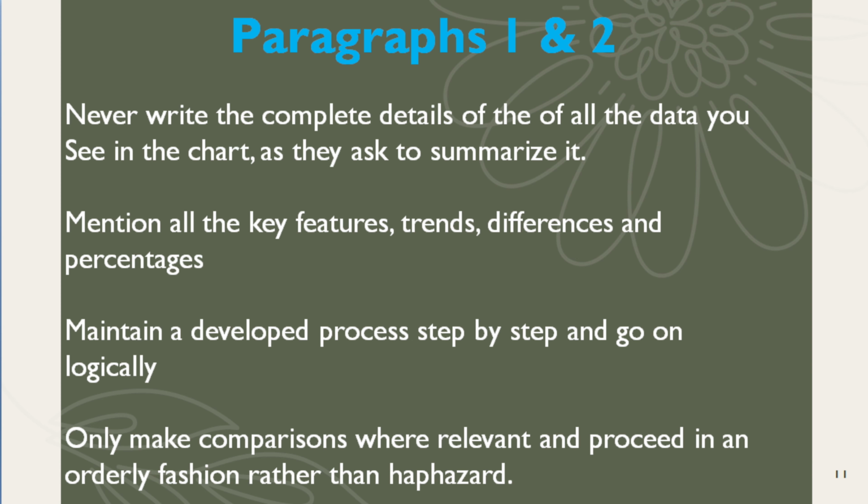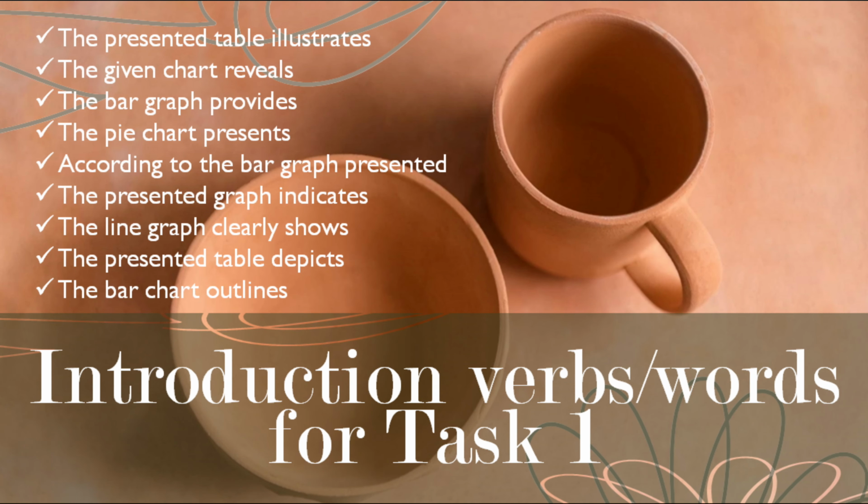After the introduction and the overview, we will talk about the paragraph 1 and 2. Never write the complete details of all the data you see in the chart. Just summarize it. Secondly, mention all the key features, the trends, the differences, and the percentages. Remember, maintain a developed process step by step and go on logically. Only make comparisons where it is necessary and proceed in an orderly fashion. Avoid going haphazard. So, after reading the question, how you can start your introduction?